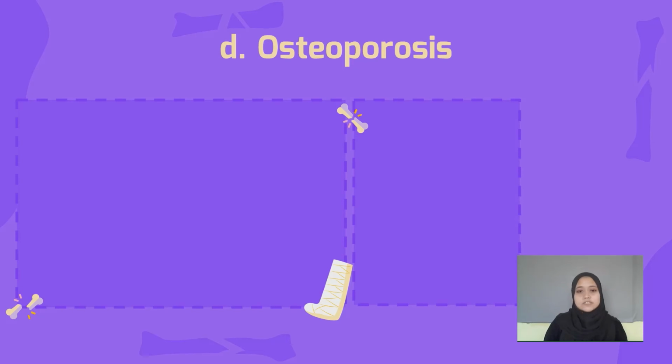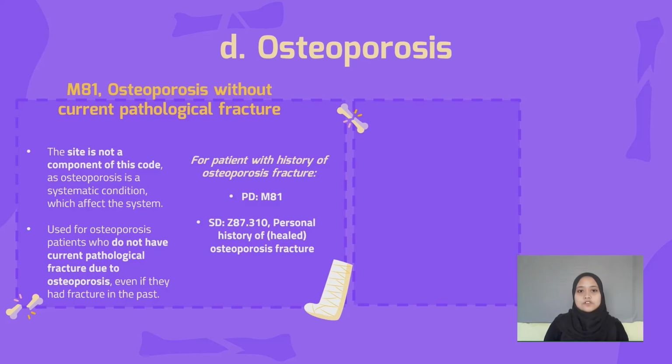In this part, I will be explaining the specific guidelines with regard to osteoporosis. First is the condition of osteoporosis without pathological fracture. In this guideline, the code category M81, osteoporosis without current pathological fracture, is used for patients with osteoporosis who do not currently have a pathological fracture due to osteoporosis, even if they have had a fracture in the past. However, for patients who have a history of osteoporosis fracture, the principal diagnosis must be a code from M81, followed by the status code Z87.310, which is personal history of healed osteoporosis fracture.